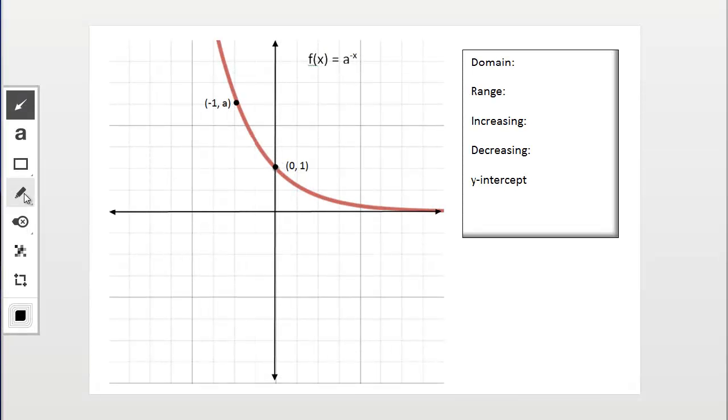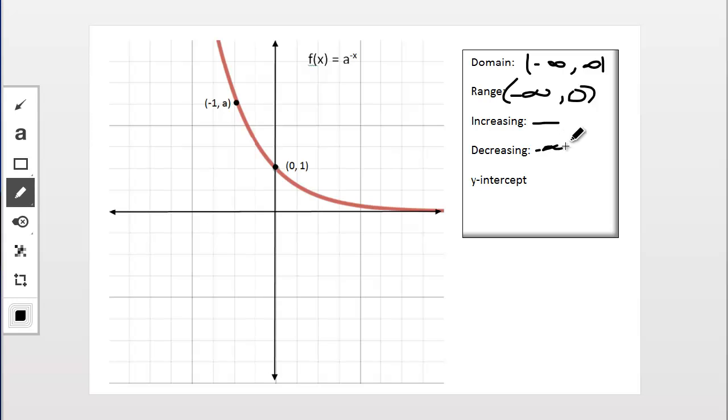Looking at the graph of f of x equals a to the negative x, what is its domain? Again, negative infinity to infinity. How about its range? Once again, we have the values of 0 to positive infinity, but not including 0, so open parentheses. Where is it increasing? It's not. Where is it decreasing? From negative infinity to infinity. And what's the y-intercept? Once again, we see (0, 1). Sensing a pattern there.